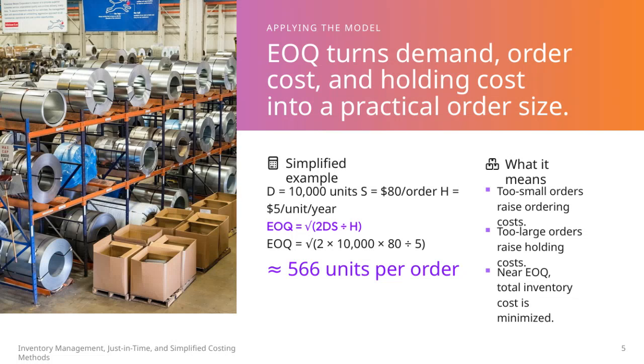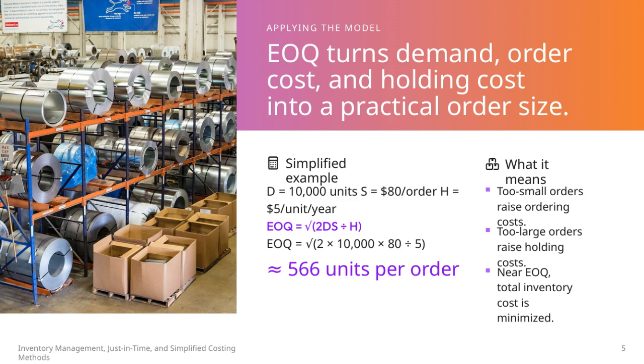Now, let's talk about how we apply the EOQ model in practice. EOQ helps us find a balance by turning key factors like demand, ordering cost, and holding cost into a practical order size. Imagine a situation where we have an annual demand of 10,000 units, an ordering cost of $80 per order, and a holding cost of $5 per unit per year. Using the EOQ formula, we calculate the optimal order quantity to be about 566 units per order.